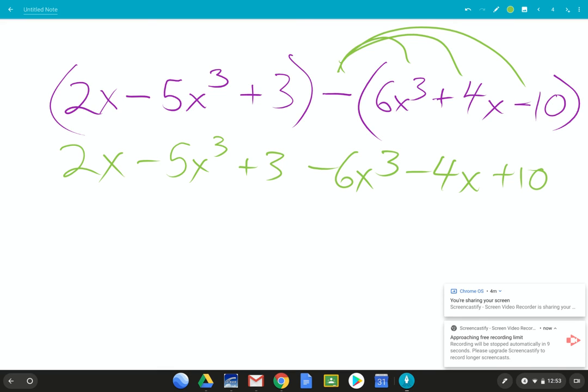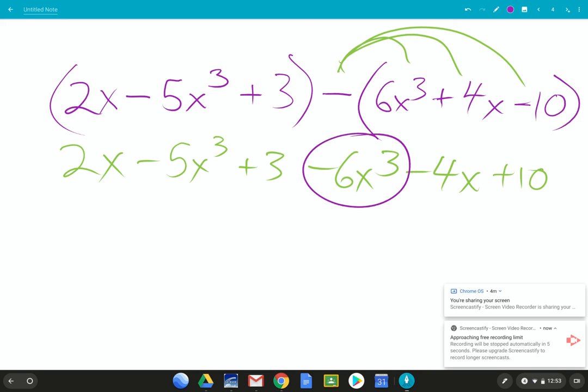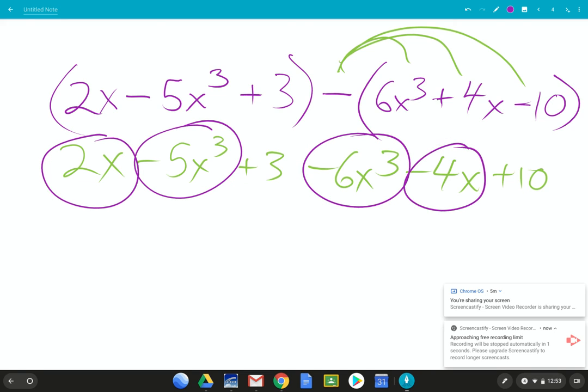Combine like terms. I'm just going to circle them in order. Negative 6x cubed, negative 5x cubed. Combine those. 2x, negative 4x. Combine those.